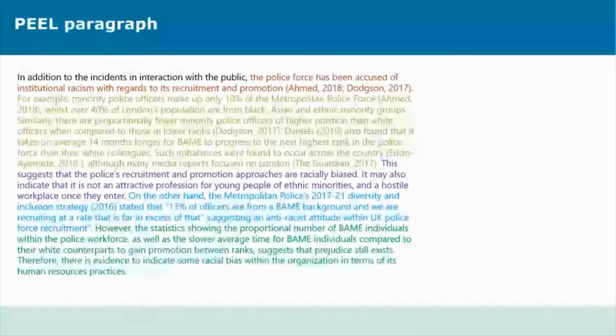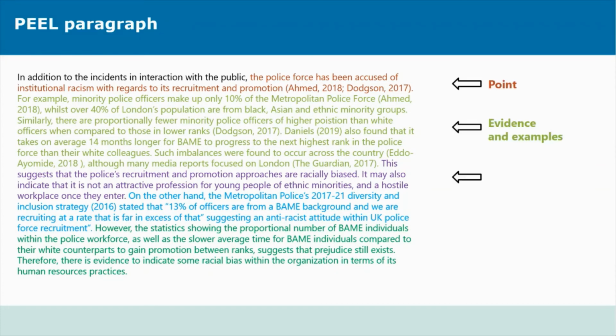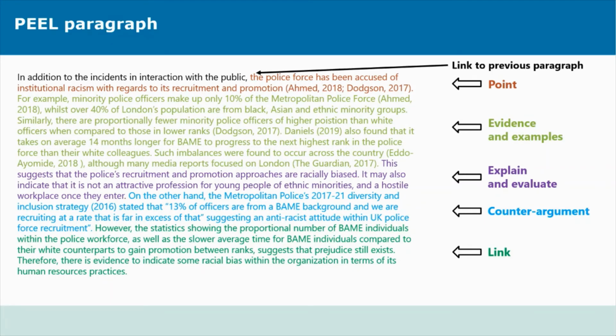Here we show you what all the PEEL points that we have just discussed look like when they come together in a paragraph. The point, the evidence and examples, explanation and evaluation, the counter-argument, and the link. You'll also see that at the beginning of the paragraph, there is a link to the previous paragraph by saying, in addition to the incidents in interaction with the public. Take a moment to have a look at this paragraph put together.